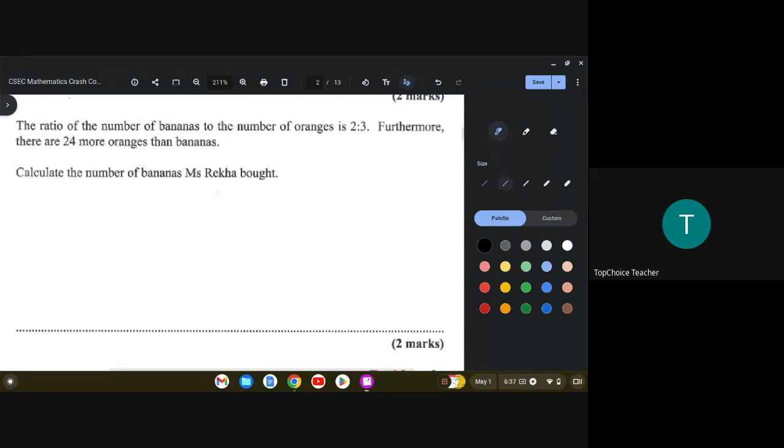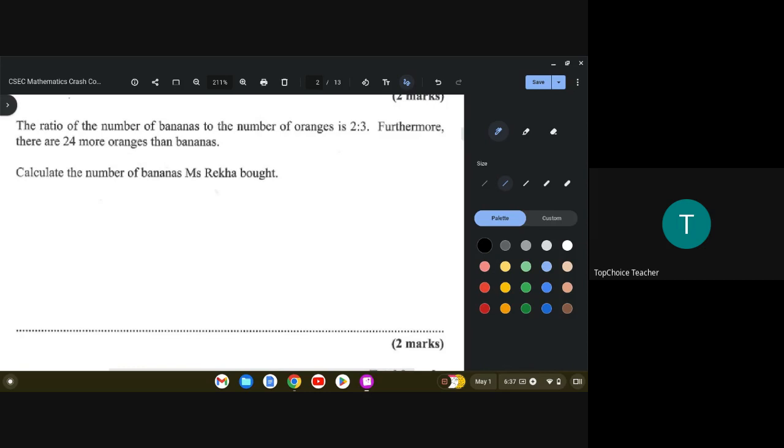The ratio of the number of bananas to the number of oranges is 2 to 3. So what they're telling us in this question is that this lady went and bought some bananas and oranges. For every 2 bananas she bought, how many oranges did she buy? 3. Yes, that is how that ratio works. If she bought 2 bananas, that means she bought 3 oranges. So that is what that 2 to 3 ratio is.